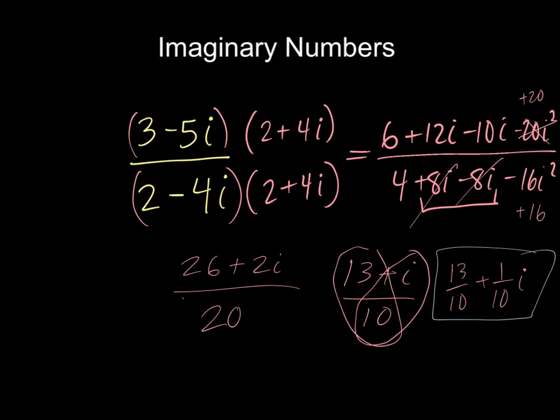So that's how you divide imaginary numbers. Multiply top and bottom by the conjugate, not the opposite. This is not the opposite, not the negative of this, because the 2 stays positive. It's just the sign in the middle changes from minus to plus or plus to minus.